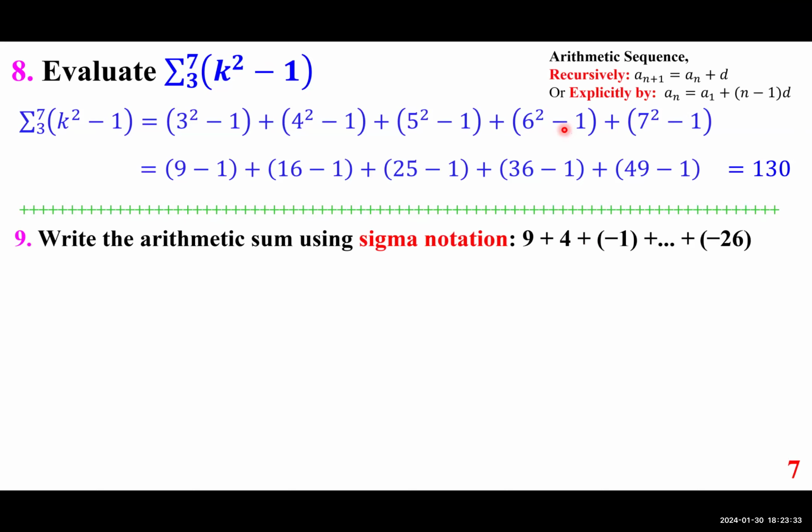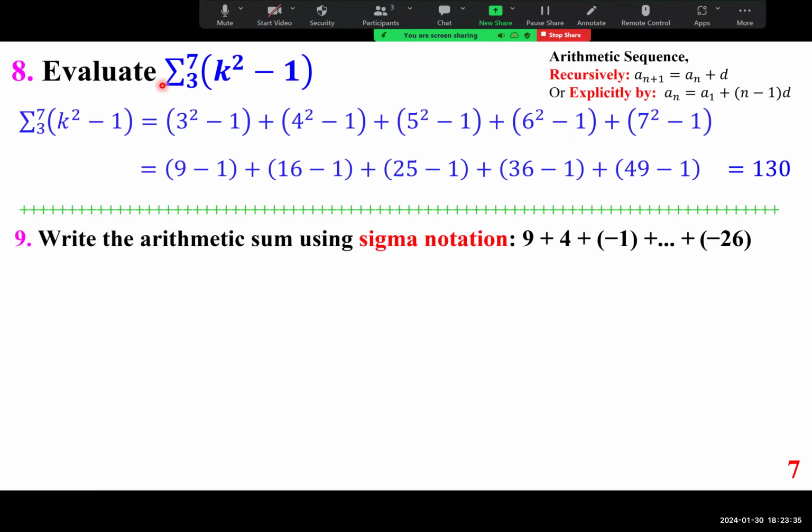Write the arithmetic sum using sigma notation. This is known as sigma, summation, or sigma, which represents addition. So we have 9 plus 4 plus negative 1 all the way to negative 26. And this is an arithmetic sequence. So we're going to remind everybody about the arithmetic sequence. Recursively, a sub n plus 1 is a sub n plus d. And we said explicitly a sub n equals a sub 1 plus n minus 1 times d.